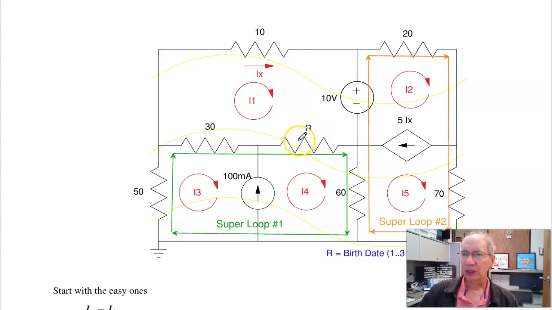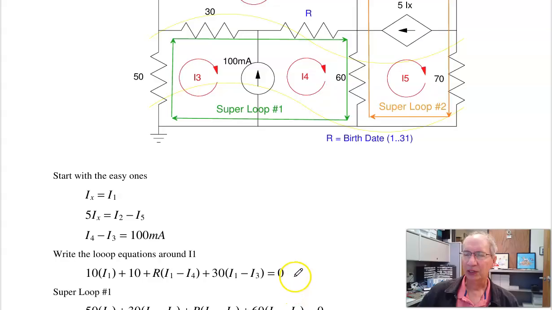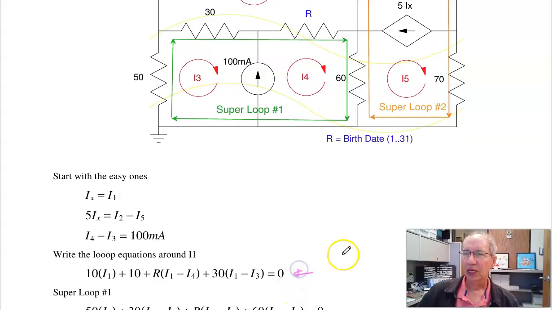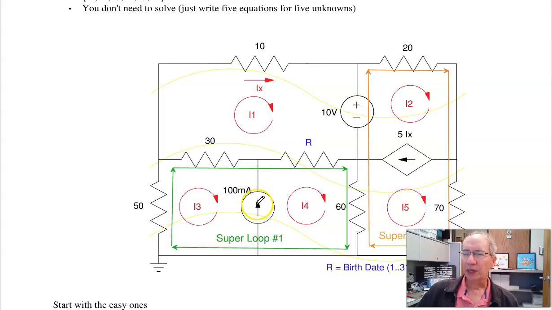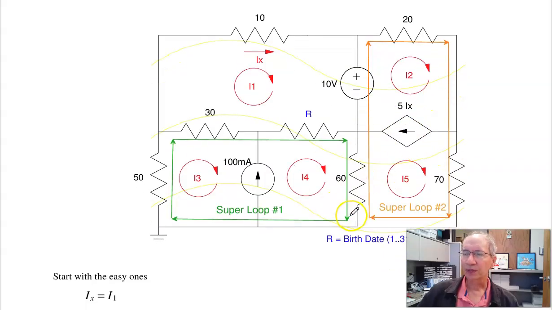So going around loop I1, starting from here: 10 I1 plus 10 plus R (I1 minus I4) plus 30 (I1 minus I3), and back where I started, equals 0. I can't do loop I3 because I don't know this voltage. Can't do loop I4. Can't do loop I5 because I don't know this voltage. Can't do loop I2 because we have super loops. If I go around here, there's one super loop. And here's the second super loop.